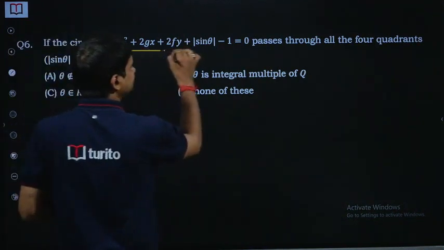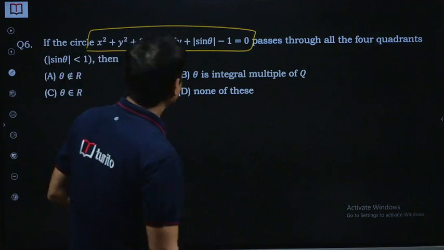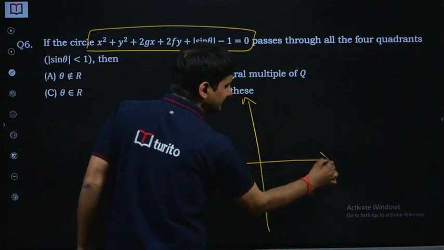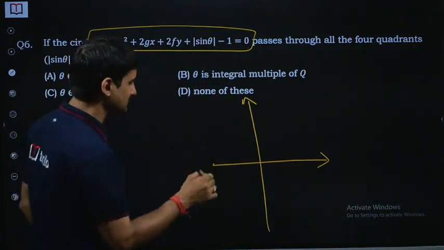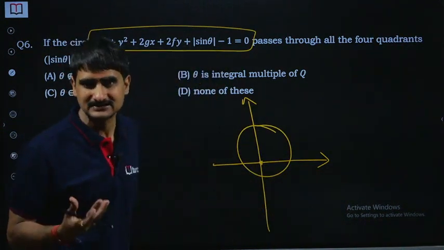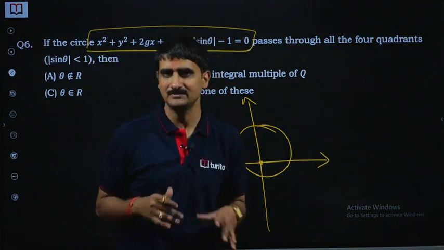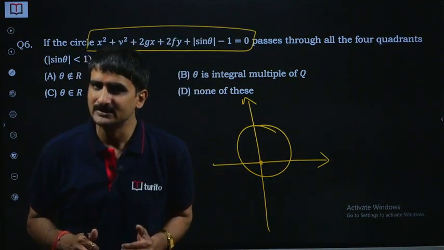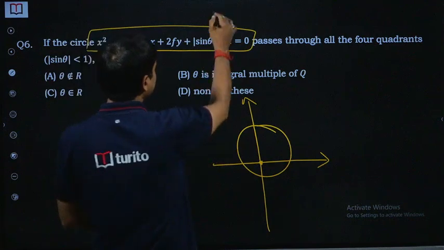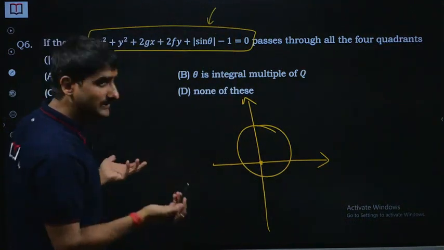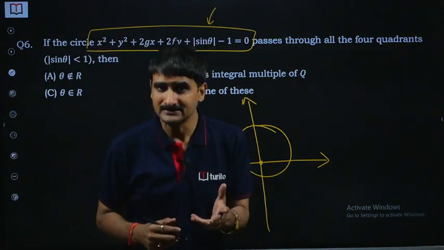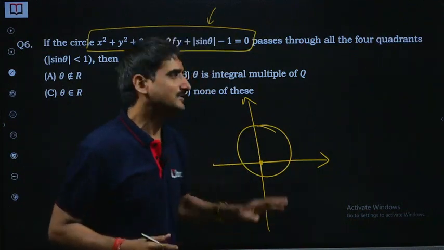Now if the circle passes through all the four quadrants, when will a circle pass through all the four quadrants? The simple direct condition is it will happen only when the origin lies inside the circle. No other condition is required. I am repeating, it will happen only when the origin lies inside the circle. So you just replace x and y by 0, 0, and we have seen in a few questions back that when a point lies inside the circle, S1 has to be negative. So what will we get?